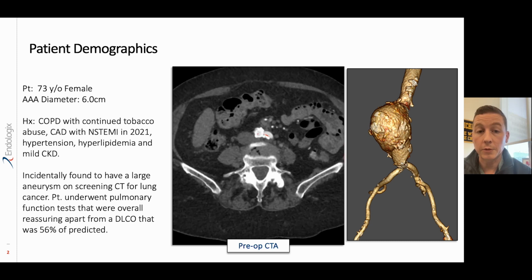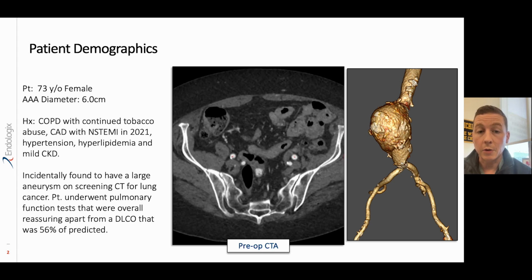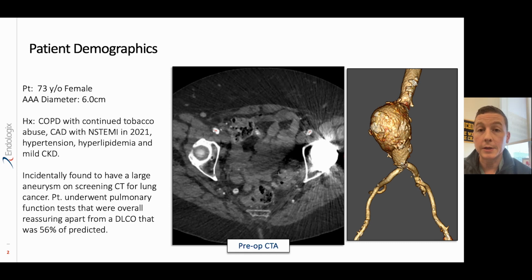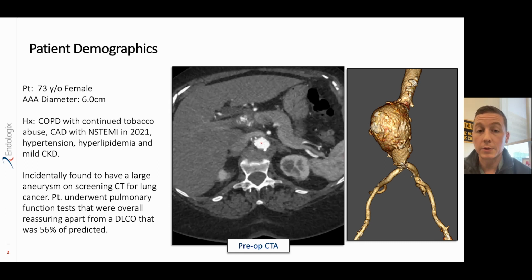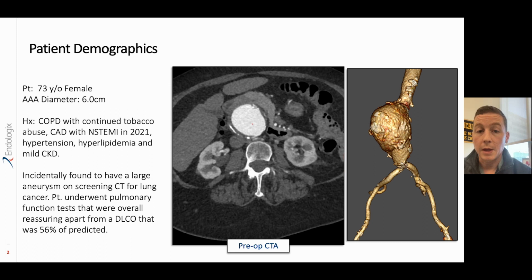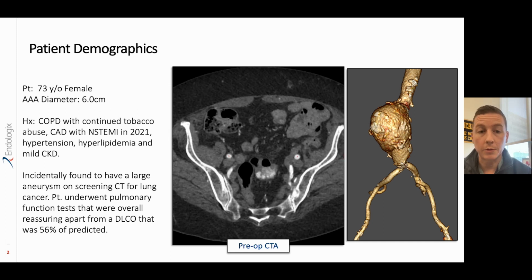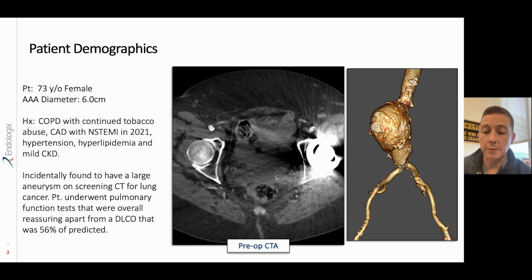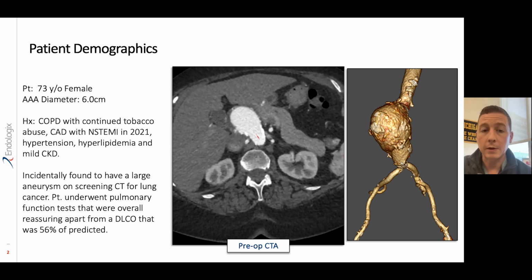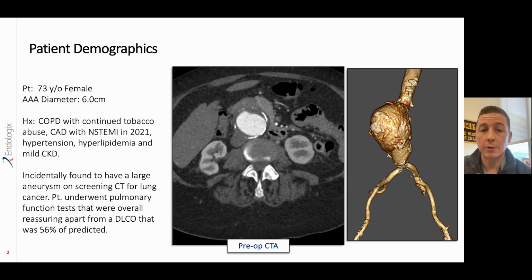can see demonstrated on the run-through here. Points of note are that it has quite an angulated neck that's a reverse taper just below the level of the renals, and that there is a large sac with minimal thrombus burden. The iliac arteries themselves were not significantly small, but she did have small femoral arteries.